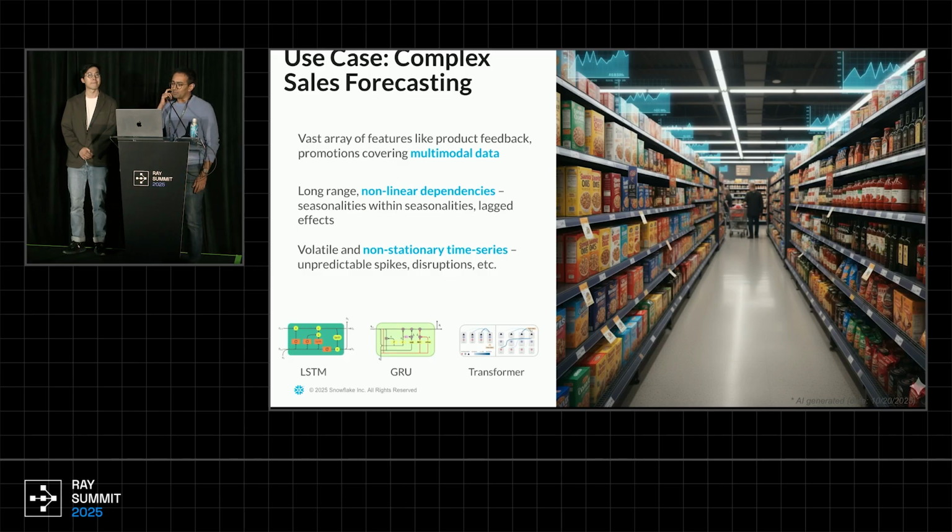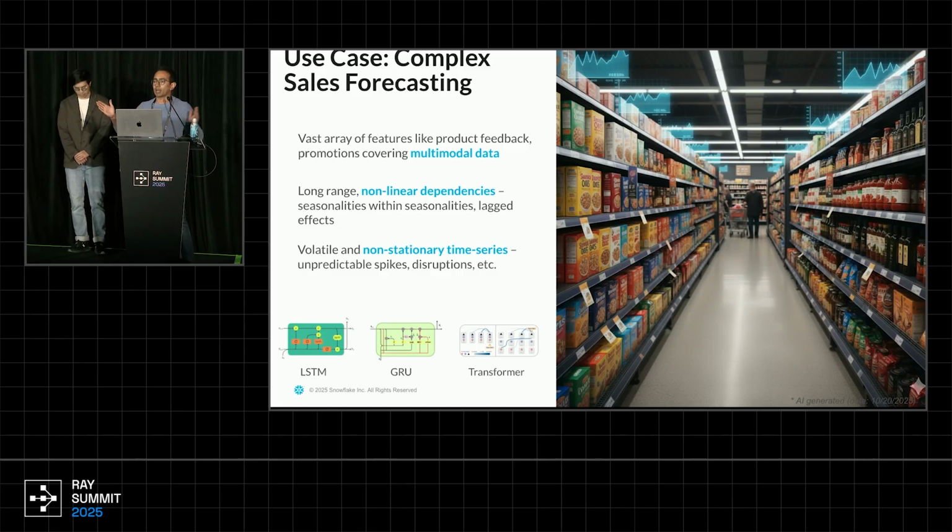So I wanted to start with a forecasting use case. Many of you are familiar. Forecasting has become a lot more complex today. If you look at a retailer, for instance, if you're trying to forecast sales or inventory, it's not just simple linear data. You've got multimodal data. You have product feedback, which can be images, visuals, social media mentions, and so on. That complicates one part of it.